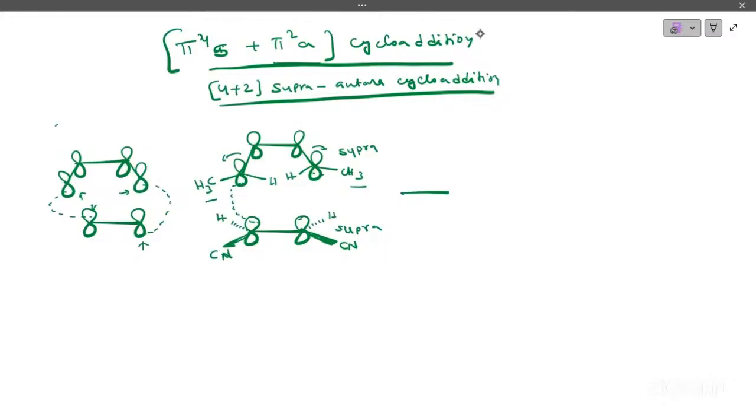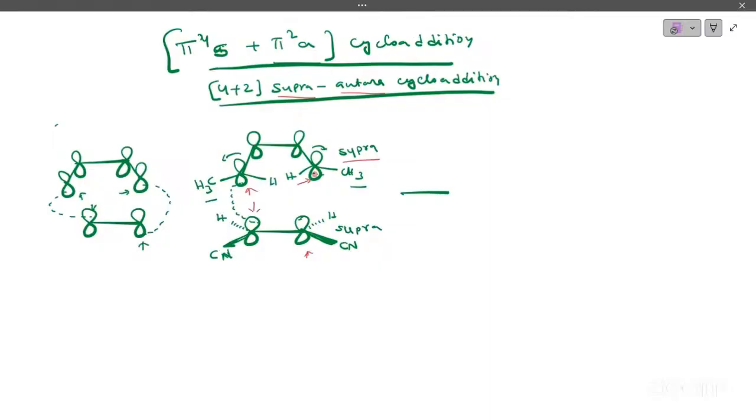Now the interaction with respect to the first pi system is supra. With respect to the second pi system it is supra. This one is correct. Same side lobes are involved in the interaction. With respect to the second pi system it is antara. Now this one and this one are both involved in the interactions.